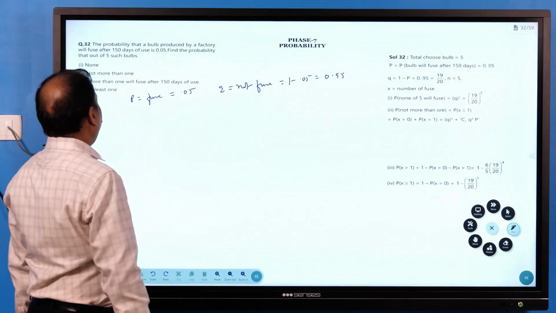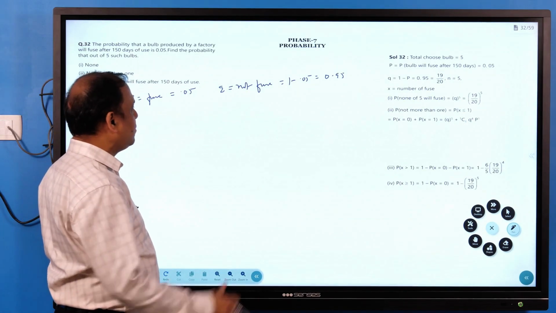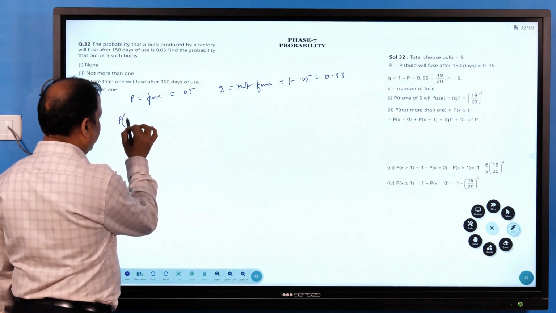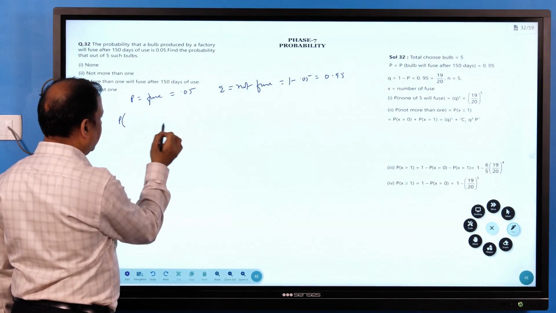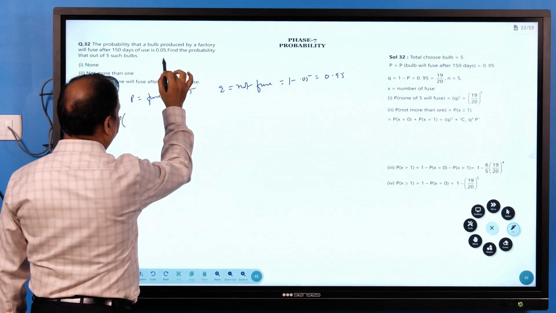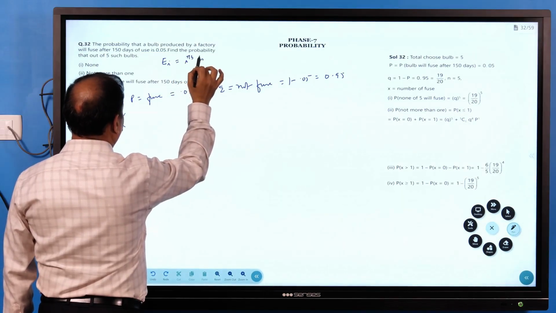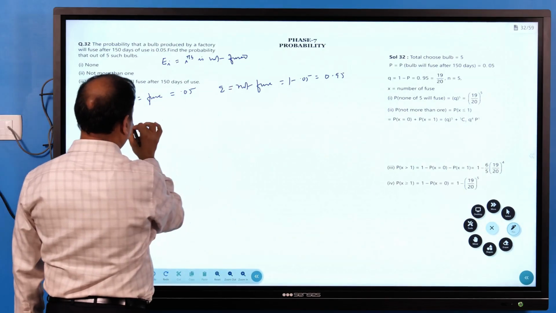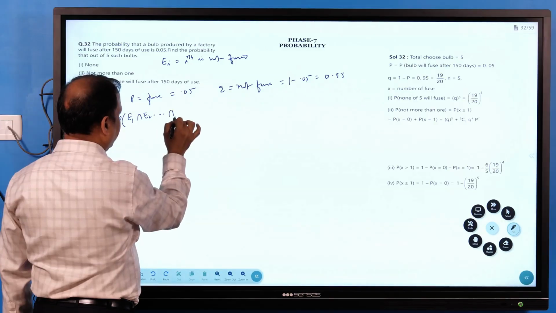Now first, out of 5 bulbs, none will fuse. That means all are good. Nobody will fuse. So first one is not fusing, second one is not fusing, third one is not fusing, and fifth one is not fusing. Let Ei be the event that the ith bulb is not fusing. So this is what we have to calculate: first one is not fusing, intersection, second bulb is not fusing, and fifth one is not fusing.